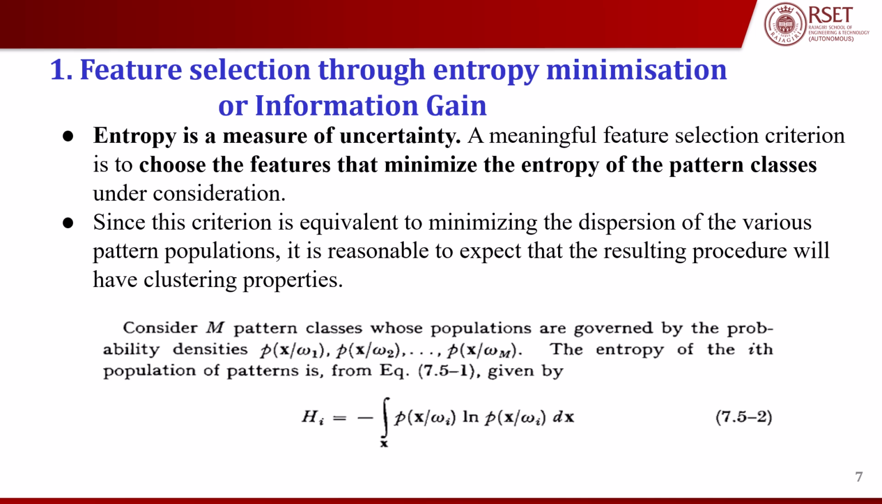Okay, so this is one of the methods in which we try to perform feature selection. We will remove features and see how the entropy is changing, and we try to minimize entropy, and by using this concept we can select a subset of features.